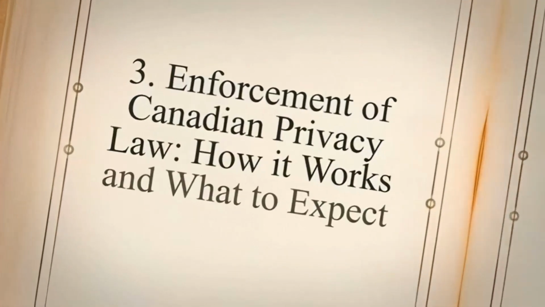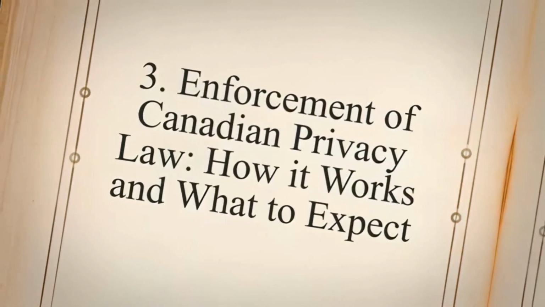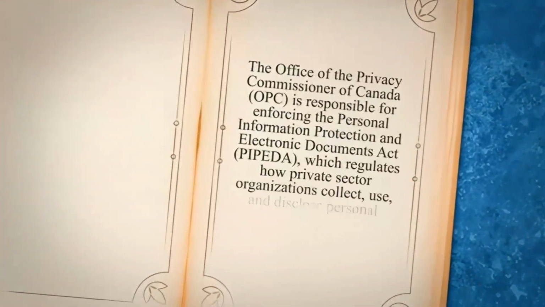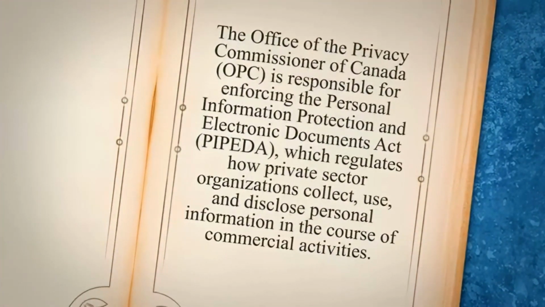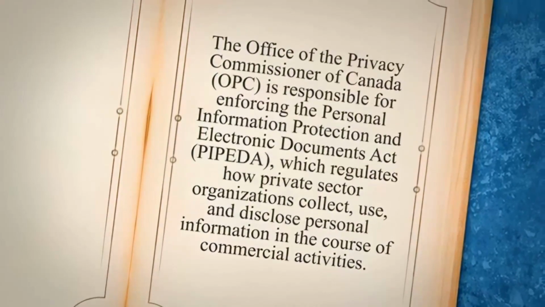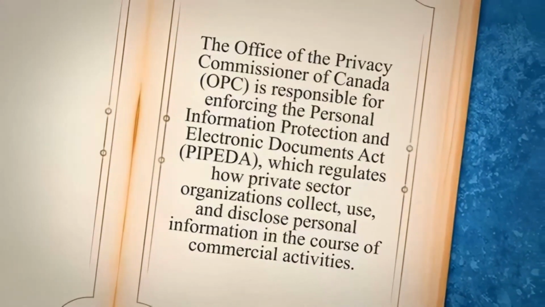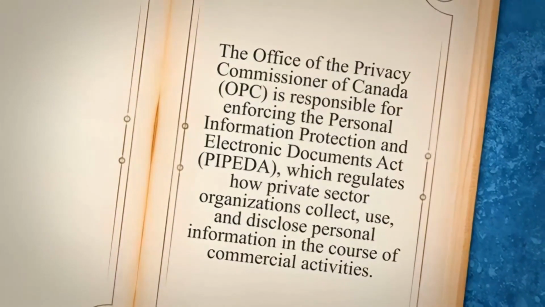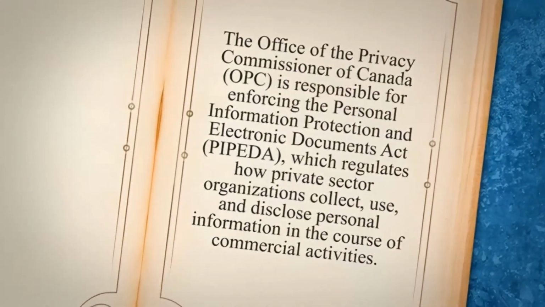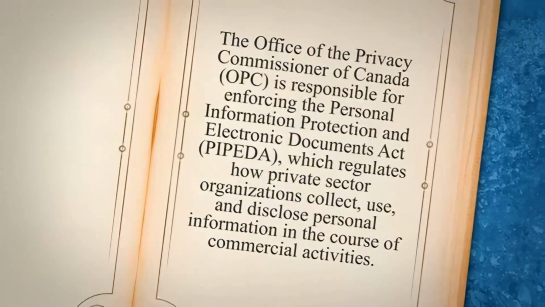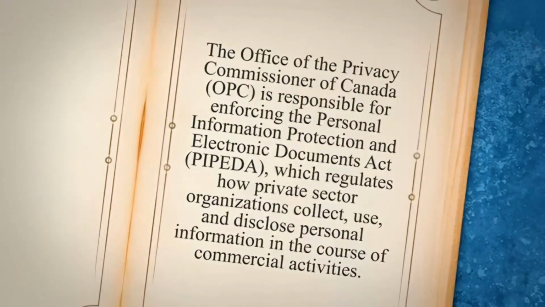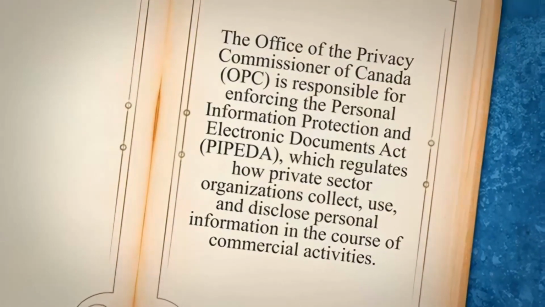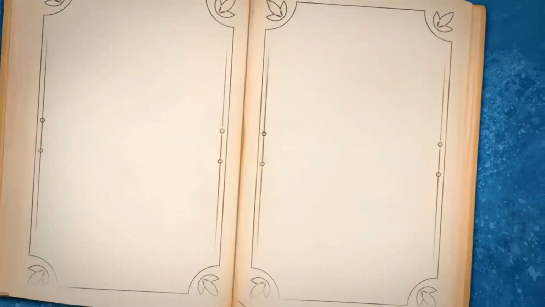3. Enforcement of Canadian privacy law: how it works and what to expect. Enforcement of Canadian privacy law is a critical aspect of protecting your personal information. The Office of the Privacy Commissioner of Canada, OPC, is responsible for enforcing the Personal Information Protection and Electronic Documents Act, PIPEDA, which regulates how private sector organizations collect, use, and disclose personal information in the course of commercial activities.